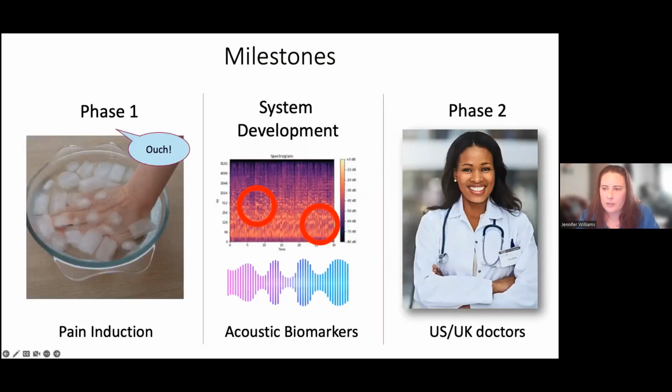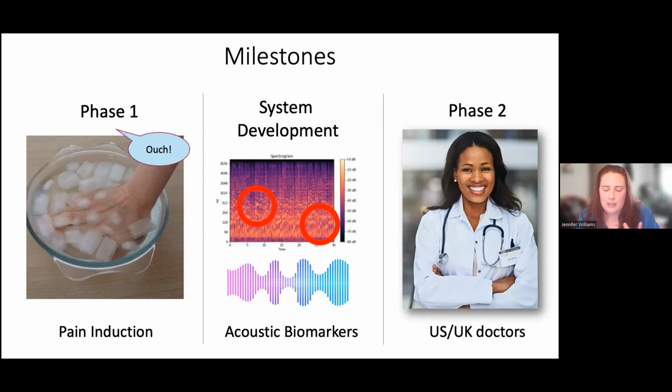This is an overview of the phases of the project. Phase 1 will be a pain induction experiment where we will take healthy subjects, because of ethical reasons. We'll take healthy subjects recruited from university. We'll put them through a pain induction procedure and have them speak out loud certain sentences that we then record the audio from.